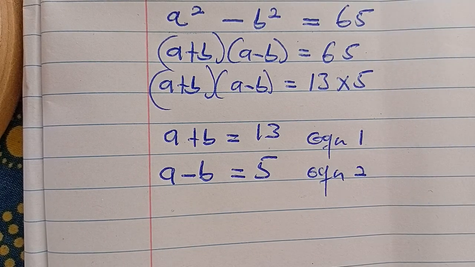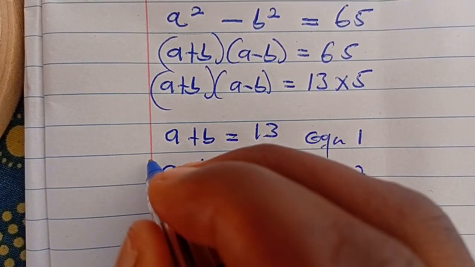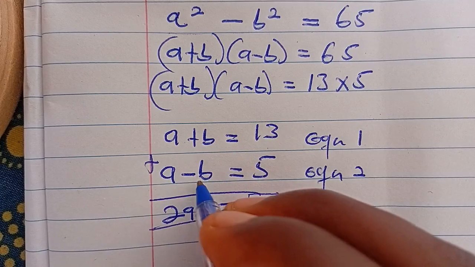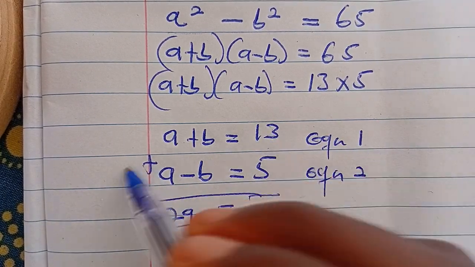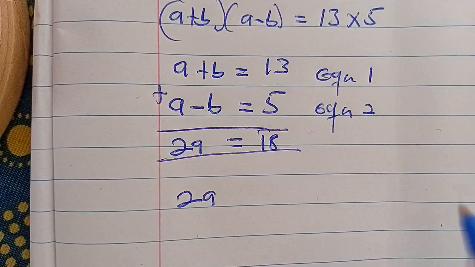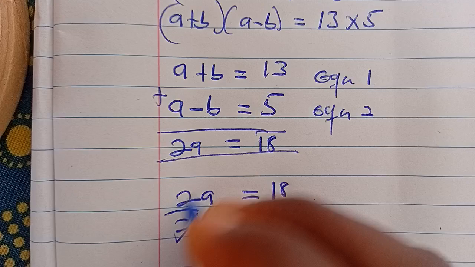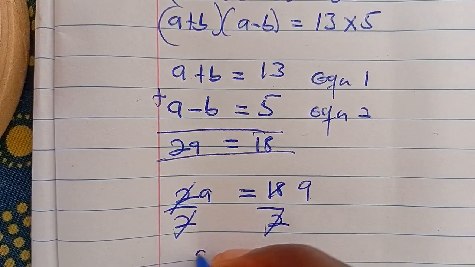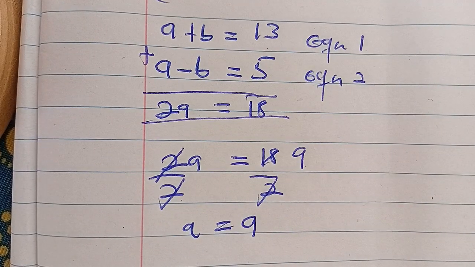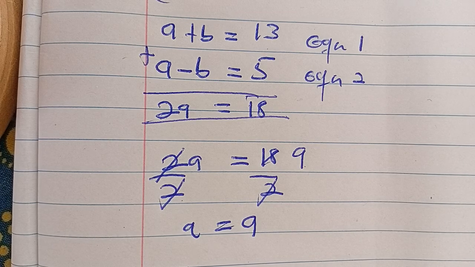Now let's solve it using elimination. So let's add them. You can see a plus a gives you 2a, b plus minus b gives you 0. So you're going to have 13 plus 5 that gives you 18. So 2a is equal to 18. Divide here by 2, here by 2. So a is equal to 9. Now that we know the value of a, let's put the value of a, which is 9, into one of the equations and get the value of b.